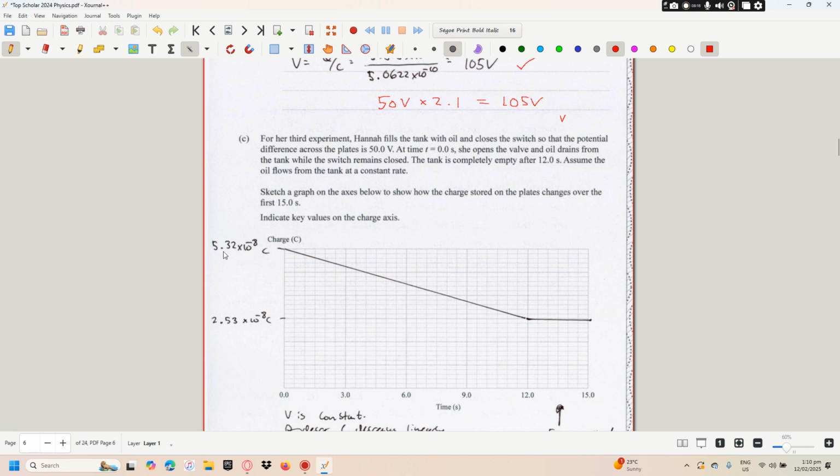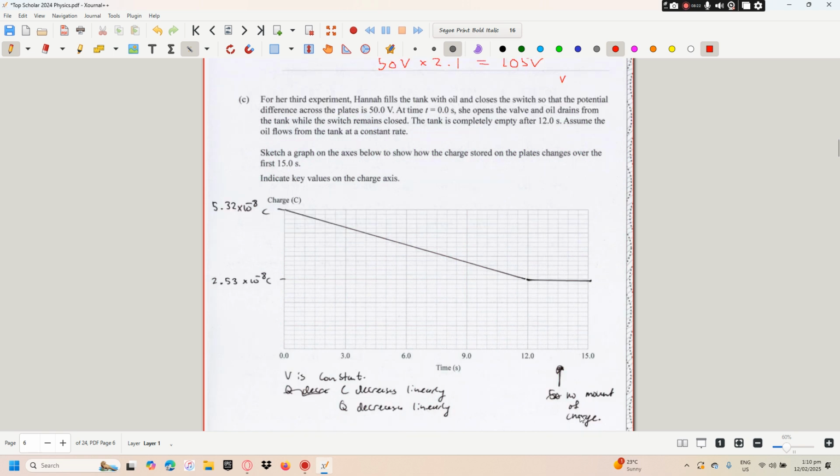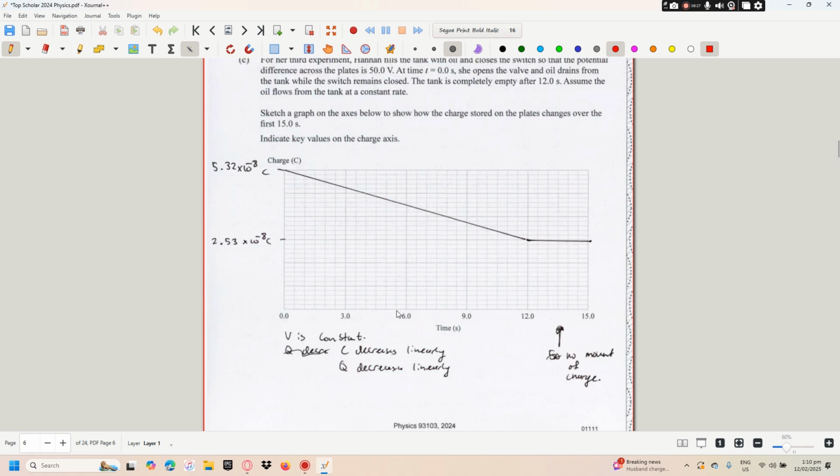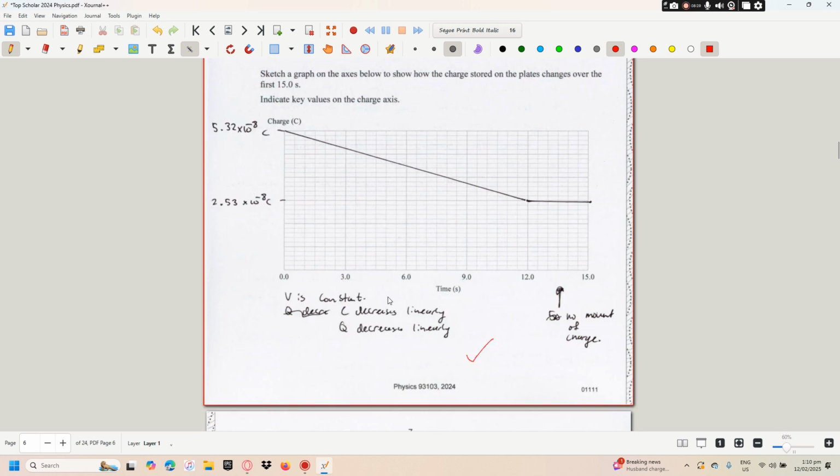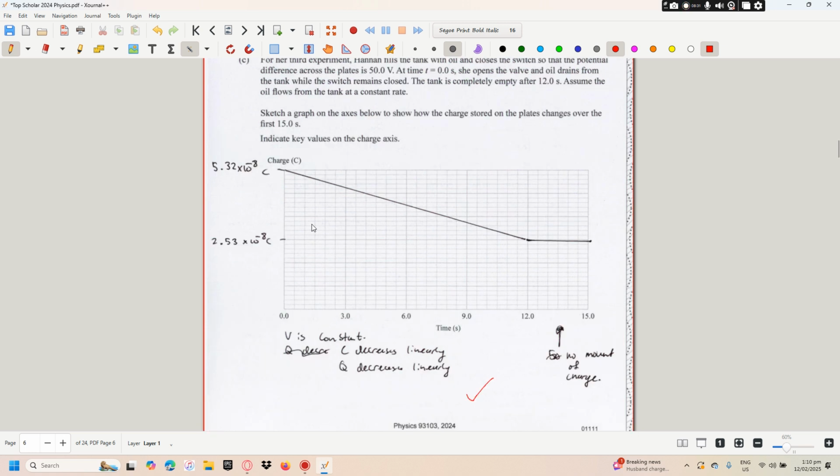And you can calculate that the starting value is this, so it must just be a linear descent. And then after that, no movement of charge occurs, so it's just going to be flat. So flat line, and this will be its constant. So there you go, that's the graph. I think I labelled it well enough.